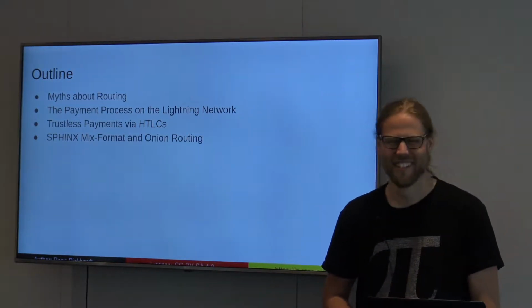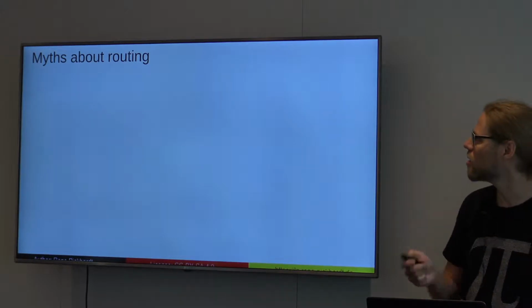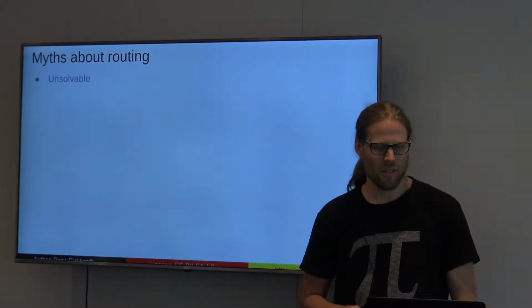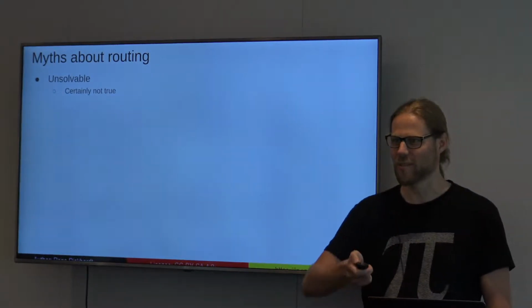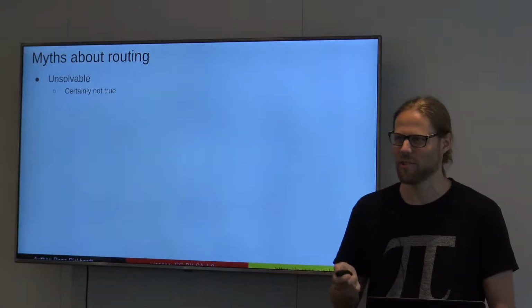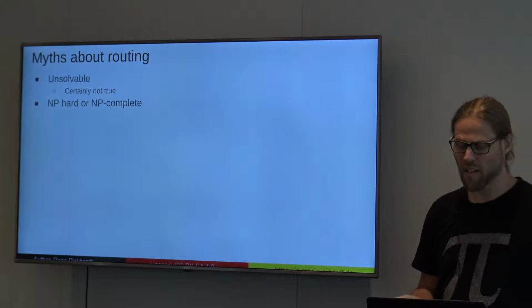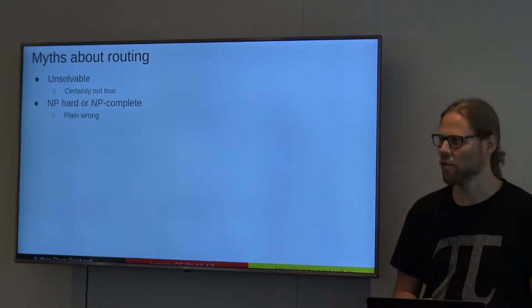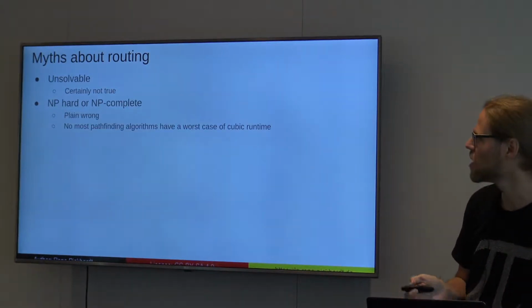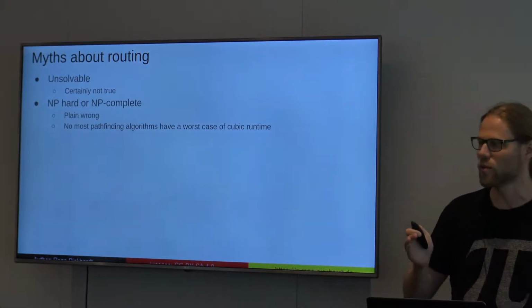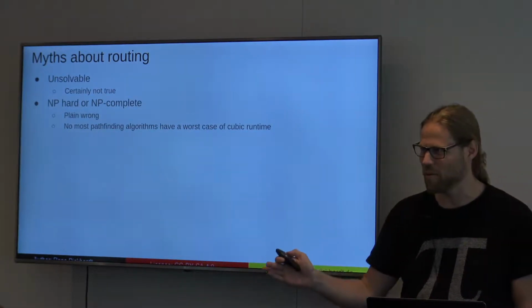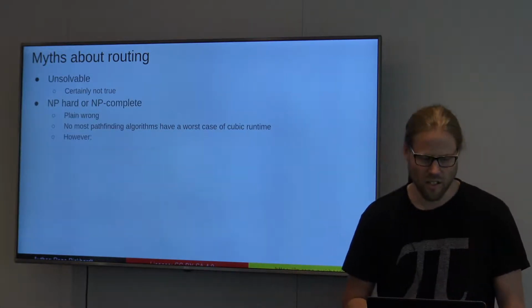That's the point. So yeah, let's talk about some myths about routing. So first myth, it's unsolvable. Certainly not true, because currently payments are being routed on the Lightning Network, so it's not unsolvable. It's NP hard or NP complete. This is plain wrong. I mean, you have to admit, most pathfinding algorithms have a worst case of cubic runtime, but it's far away from being NP complete or NP hard.